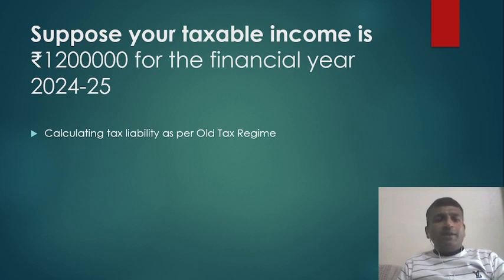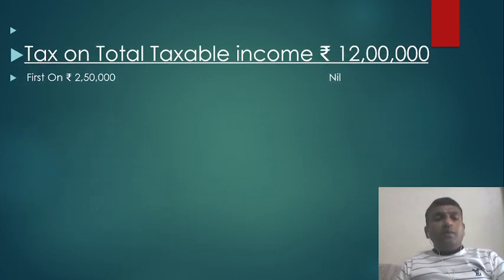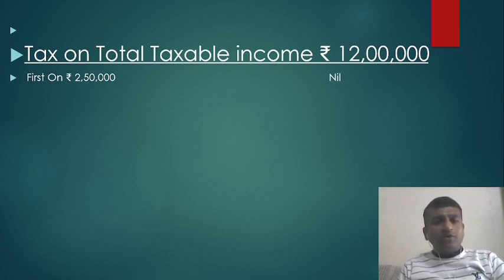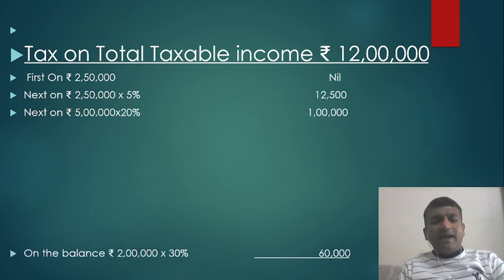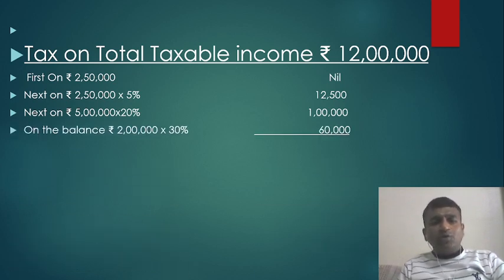Suppose your taxable income is rupees 12 lakh for the financial year 24-25. Calculating the tax liability as per the old tax regime. On first rupees 2,50,000, the tax amount that you have to pay is rupees nil. On the next rupees 2,50,000, that is 2,50,000 to 5 lakh, it will be 5%, 12,500. On the next rupees 5 lakh, that is 5 lakh to 10 lakh, it will be 20%, which comes to 1 lakh. And finally, on the balance rupees 2 lakh at the rate of 30%, it will be 60,000.